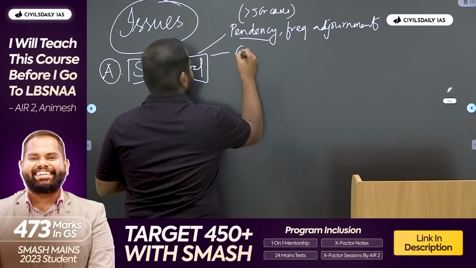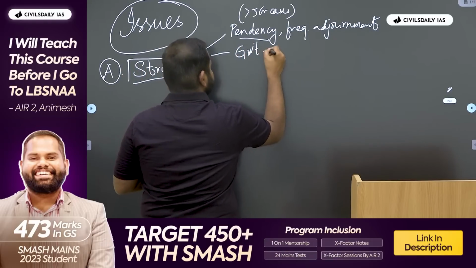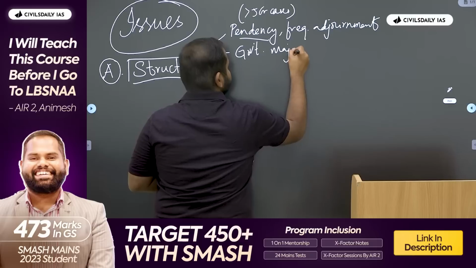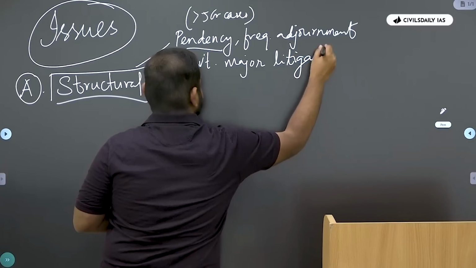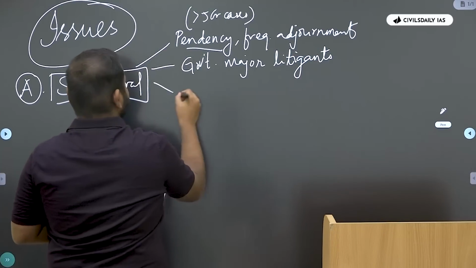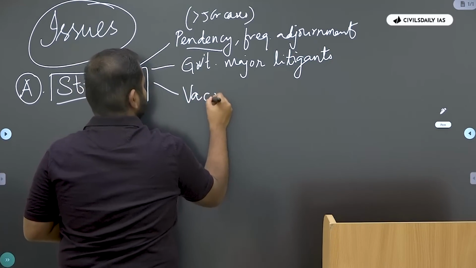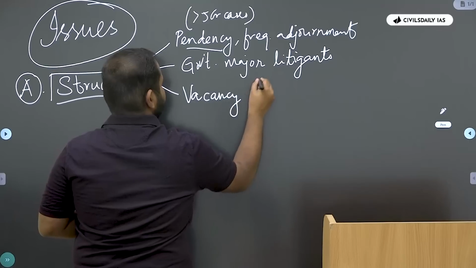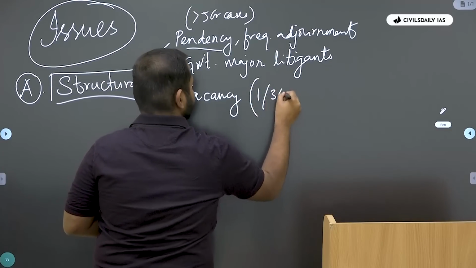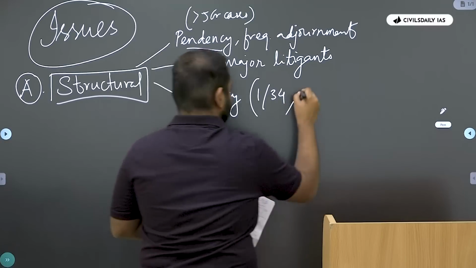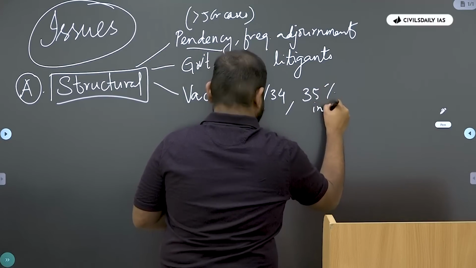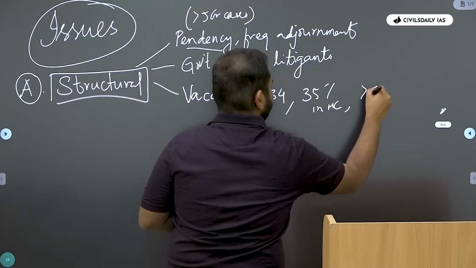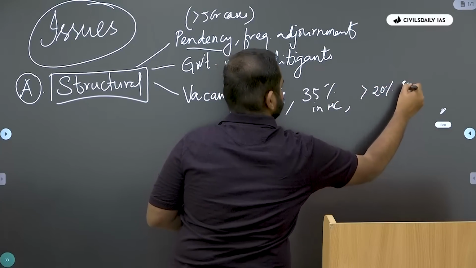Then we have the government being the major litigant, basically one of the parties to the court cases that go on. Third, we talked about vacancies. We have 1 out of 34 in the Supreme Court. We have around 35% in High Courts. And we have greater than 20% in subordinate courts.